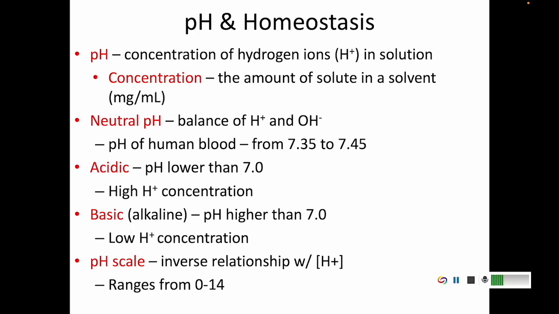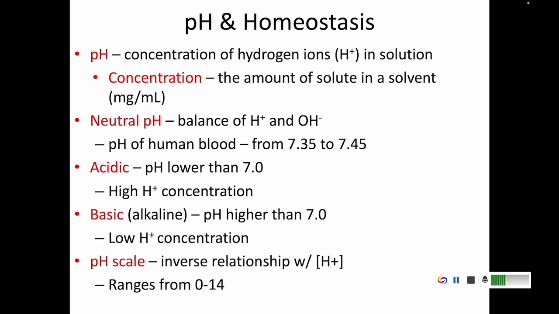As it gets higher than 7, the higher it gets, the more basic it is. And as the pH goes up from 7 to 8 to 9 to 10, you're getting less and less hydrogen in there. So the greater the number is, the lower the hydrogen concentration is. So something with a pH of 10 and something with a pH of 13. The pH of 13 has drastically less hydrogen ions than the pH 10 because 13 is a higher number, so the hydrogen is less. So your pH scale has an inverse relationship with hydrogen. The higher the number, the less the hydrogen. The lower the number, the more the hydrogen.